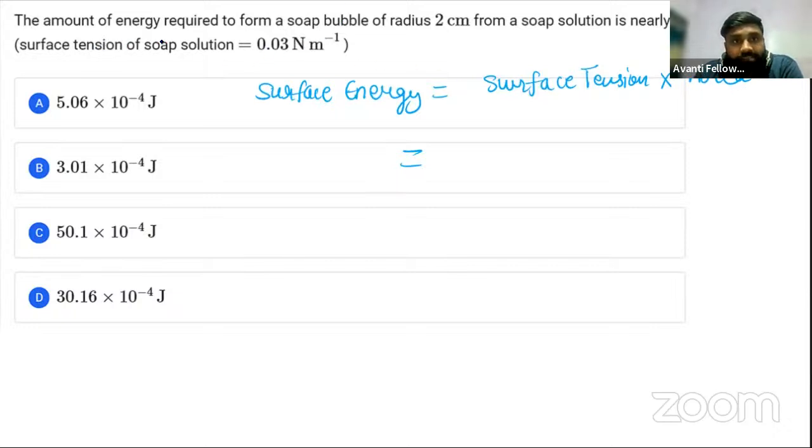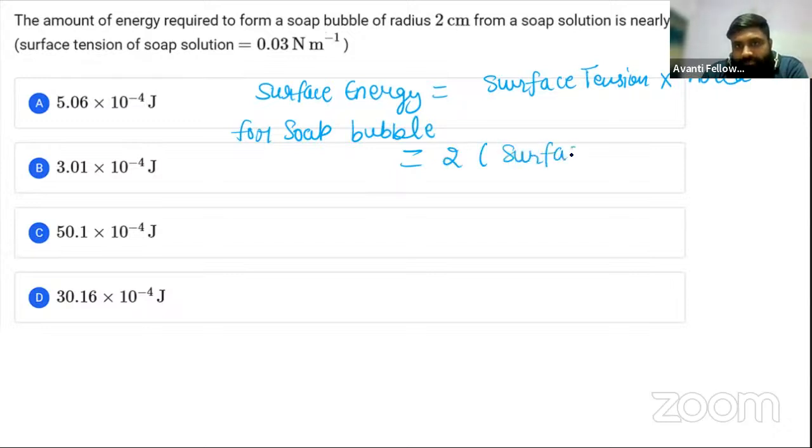Now here you need to be careful when you are putting the value of area. You have to check whether this is an air bubble inside the liquid, or it is a liquid drop, or it is a soap bubble. So if it is a soap bubble, then this has two surfaces. So you have to multiply this area by 2. So hence we have a soap bubble here. For soap bubble, this will become 2 times surface tension multiplied by area.